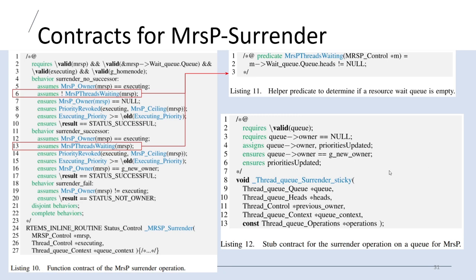These operations are ensured by the contract for the queue surrender function, thread queue surrender sticky. It will ensure the ownership is passed to the next thread and the affected task priorities are updated. The thread as the new resource owner can be abstracted by the ghost variable G new owner. In both cases, the surrendering thread loses the inherited priority.